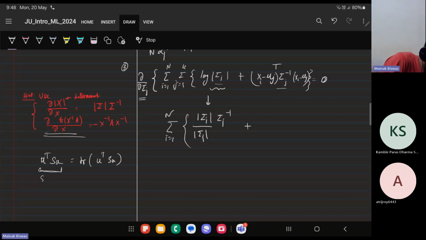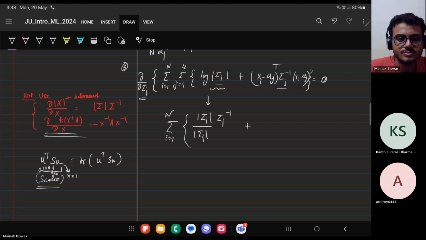First of all, this is a scalar, right? This is 1 cross n, this is n cross n, this is n cross 1. So this is the quadratic form that we saw is a scalar. If it is a scalar, then the trace of a scalar is itself. Yes.